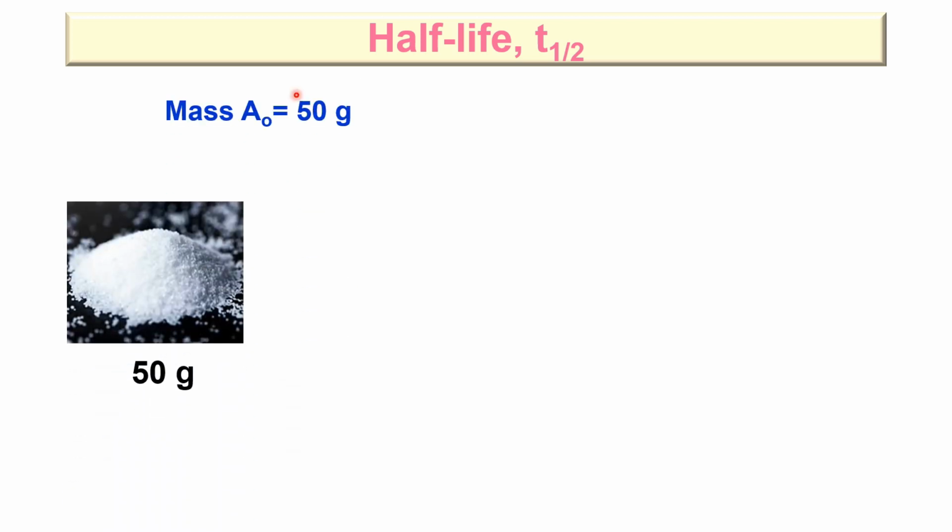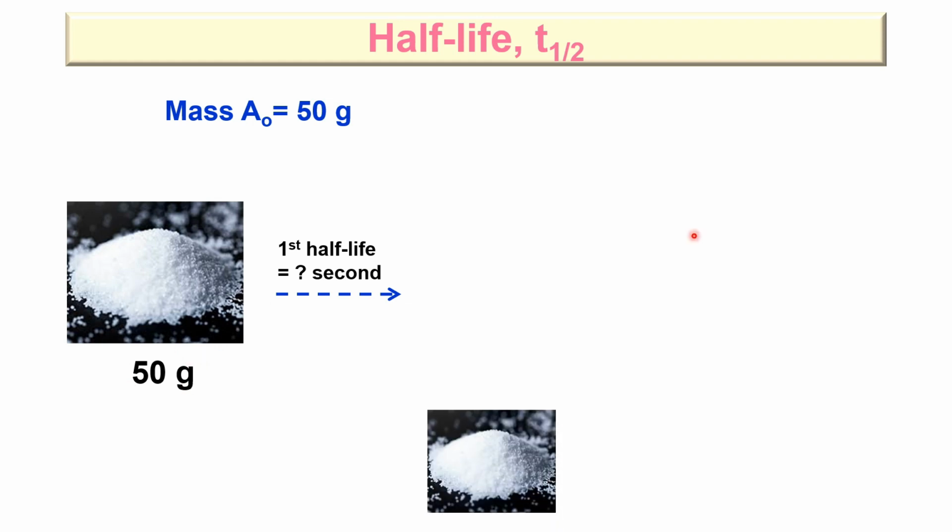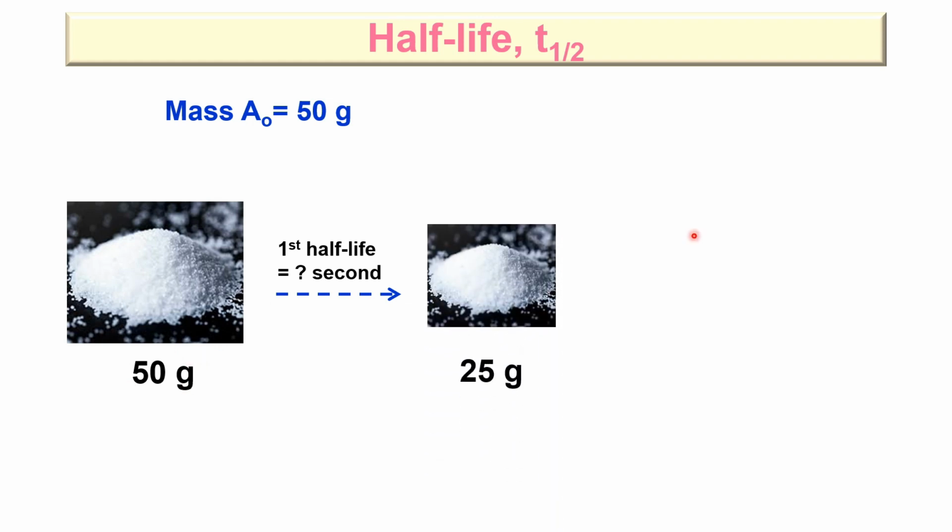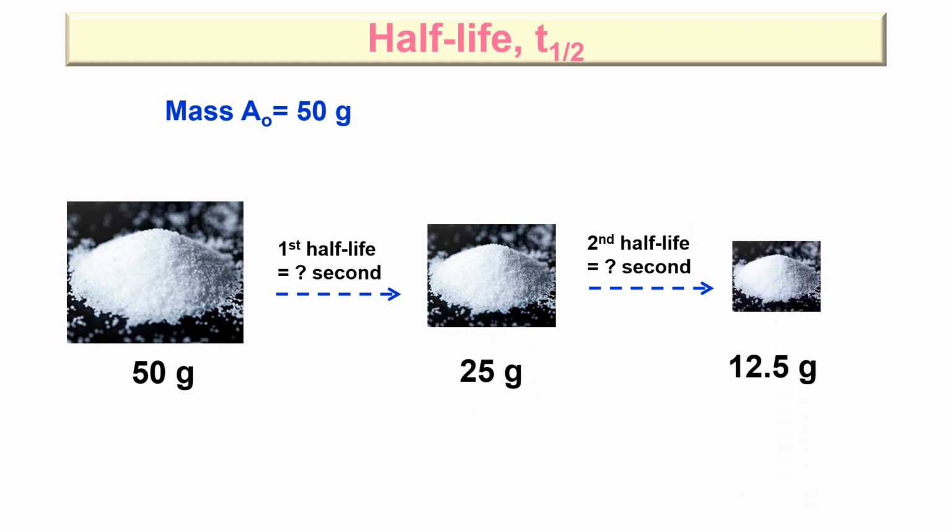Second example, if we have the initial mass of A as 50 gram, the first half-life is the time taken for 50 gram to decrease to 25 gram. The second half-life is the time taken for 25 gram to decrease to 12.5 gram.